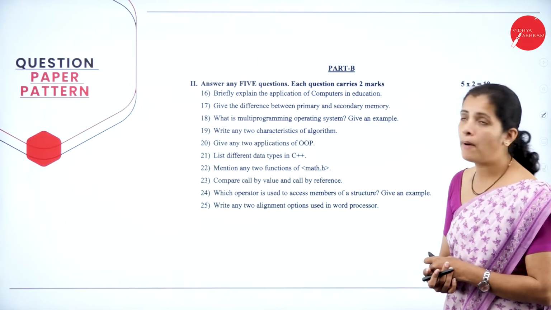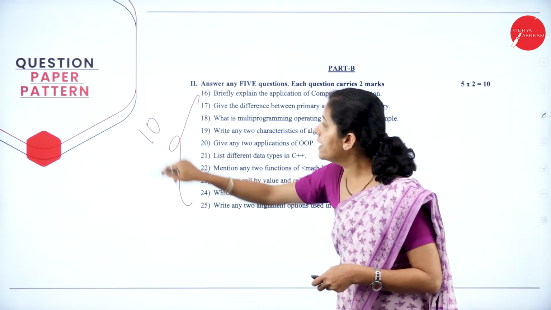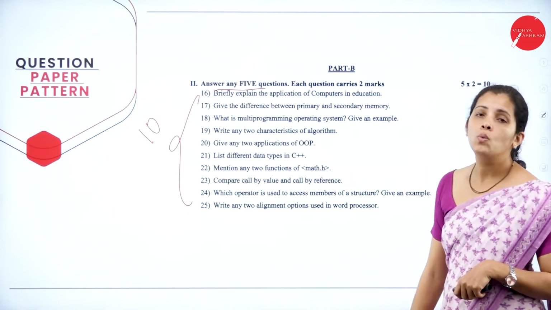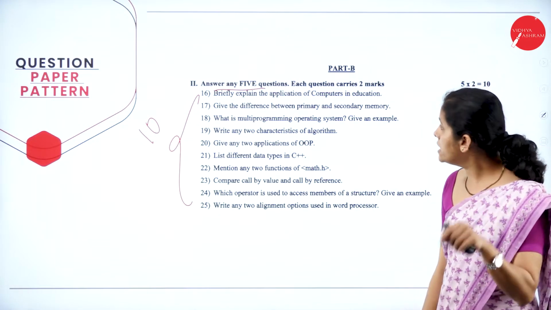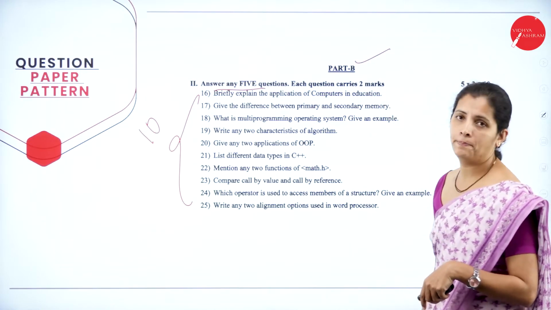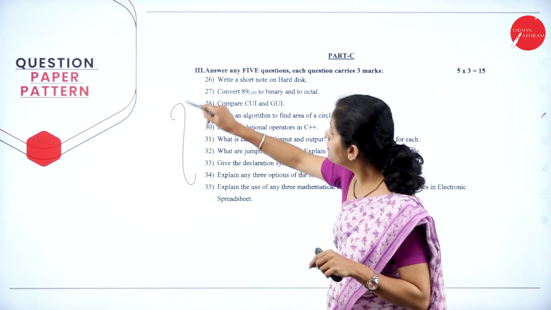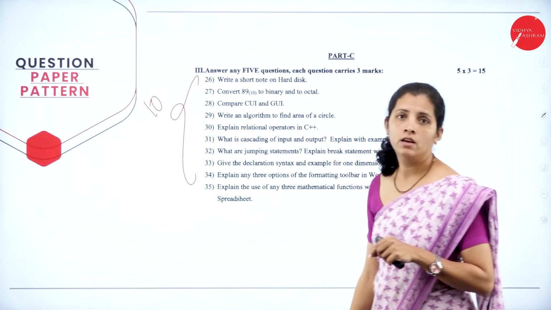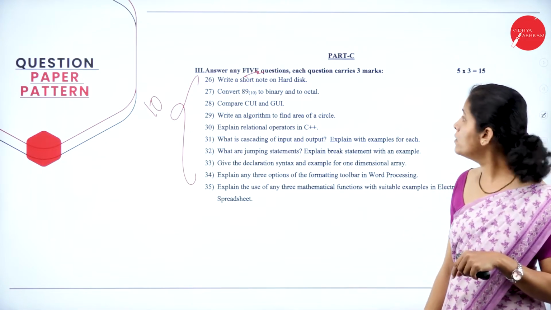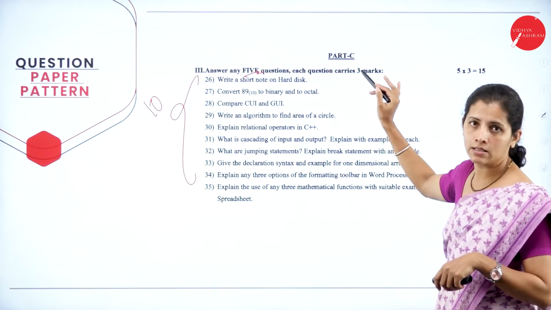Then, if I consider part B, as I told, once again, 10 questions. Out of 10, I need to answer only 5. And each question carries 2 marks. So, this is your part B. And if I consider part C, once again, see, I'm going to get 10 questions. Out of 10, I want to answer only 5. And each question carries 3 marks.